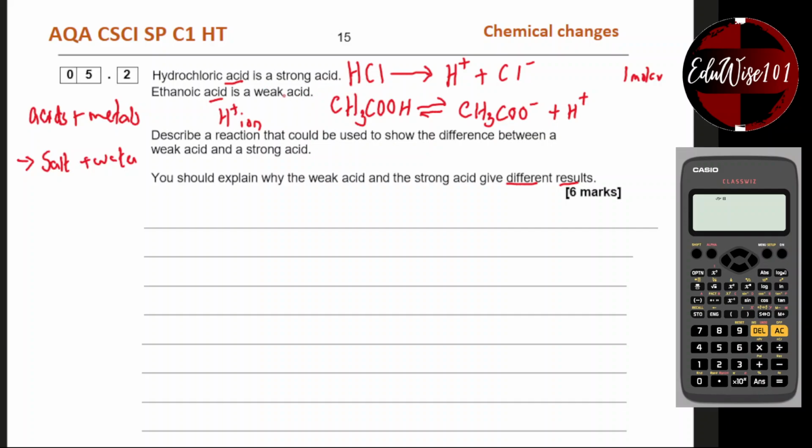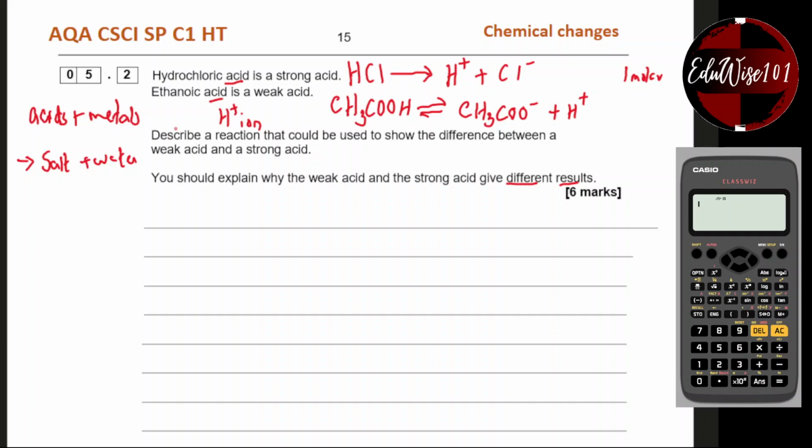Now, if you reacted both of these acids with a metal like magnesium, magnesium will react with hydrochloric acid, but it's not going to react very well with ethanoic acid. You could measure the temperature change, or you could react acids with carbonates. If you react acids with carbonates, you're going to get carbon dioxide gas. Even with ethanoic acid, carbonates such as sodium carbonate would actually react well to give carbon dioxide gas. And what we could do is actually measure the volume of carbon dioxide given to find out which is a strong and which is a weak acid.